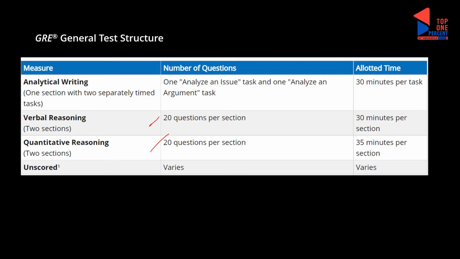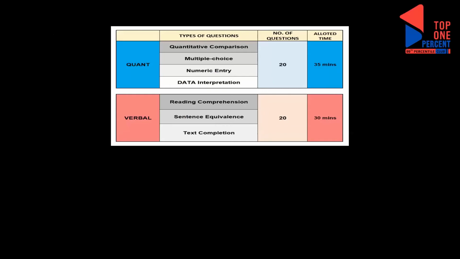To get a better understanding of the examination, let's take a look at it section-wise. Quant has got 4 types of questions: quantitative comparison, multiple choice, numeric entry, and data interpretation. In verbal, there are 3 types of questions: reading comprehension, sentence equivalence, and text completion. The total number of questions is 20 in quant and 20 in verbal. The time allotted is 35 minutes in quant and 30 minutes in verbal.